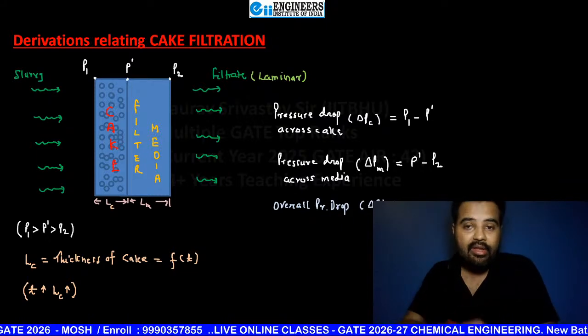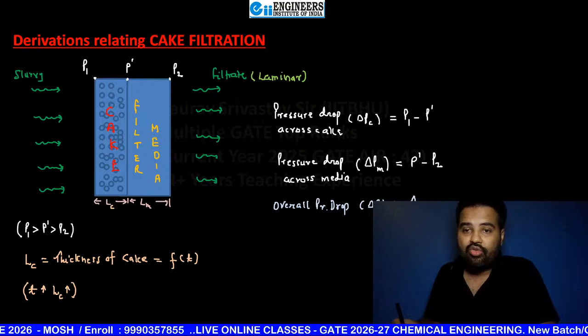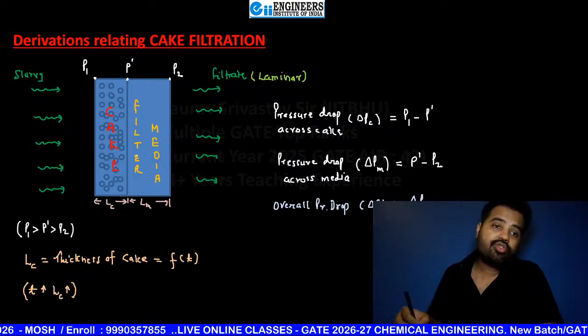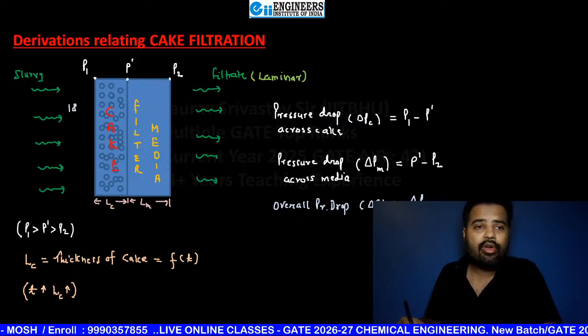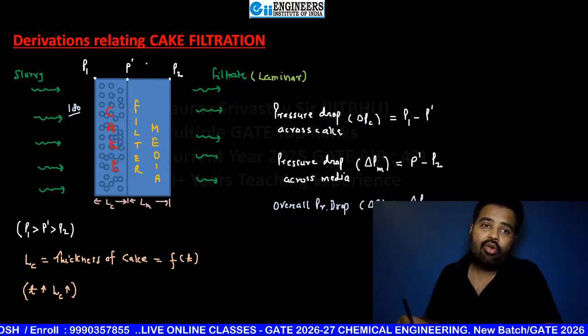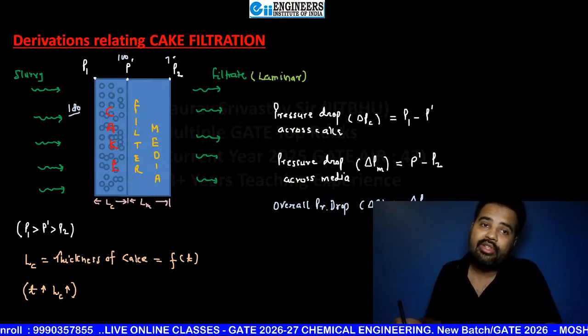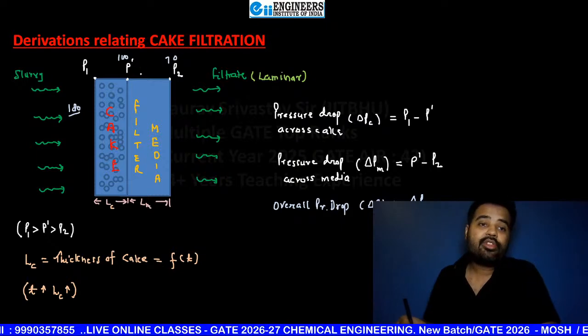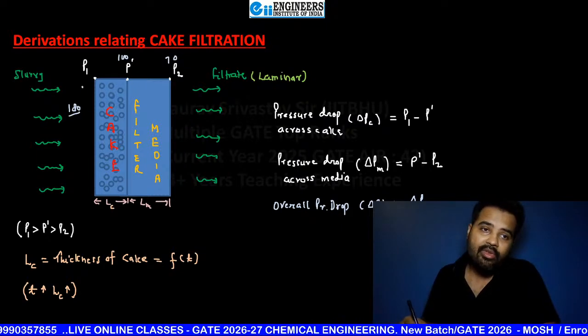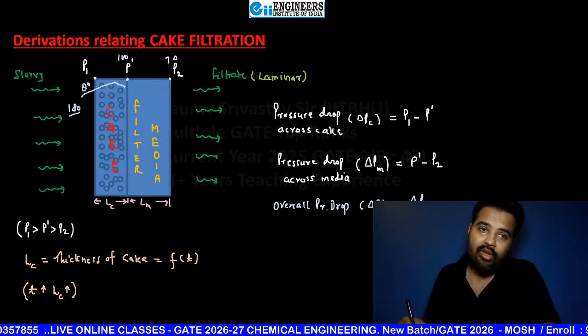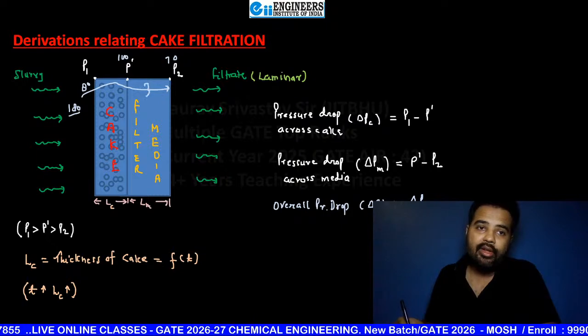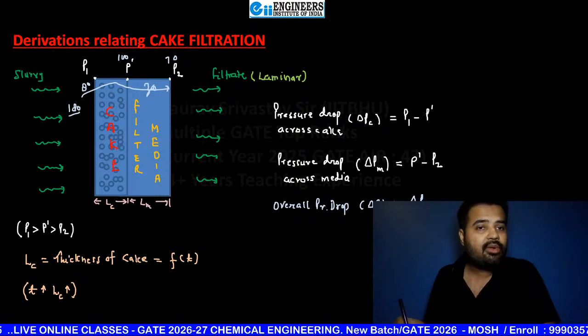What is delta P? You just have to add these two values. Suppose here the pressure was 180 kilopascal. After the drop it is 100, and after the next drop it is 70. So the overall drop is 110. Here the drop is 80, and here the drop is how much? 30. So the total drop is 80 plus 30, which is 110.